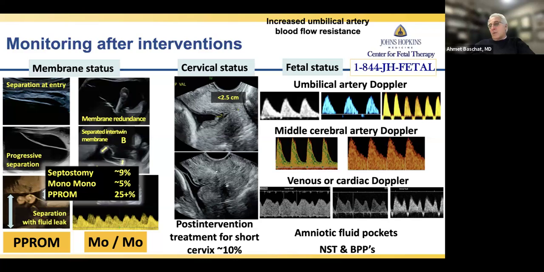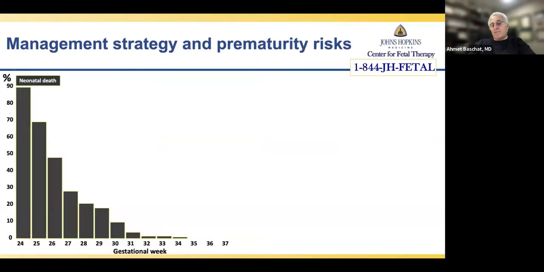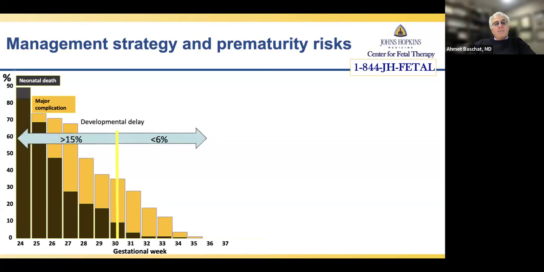And sometimes also may have to deliver in a place where they have access to peds cardiology after delivery. Important to continue monitoring amniotic fluid pockets and start NST BPP monitoring typically at 32 weeks gestation. Although babies with pre-existing conditions have higher neonatal mortality and morbidity, the developmental delay is significantly improved once you deliver beyond 30 weeks, as is the rate for cerebral palsy.